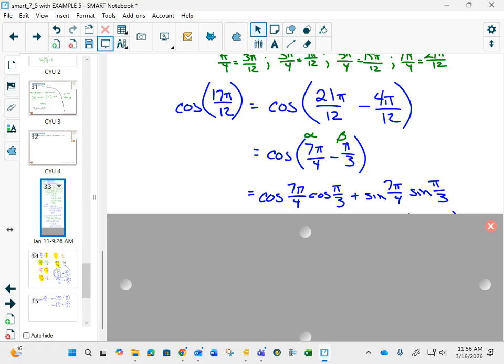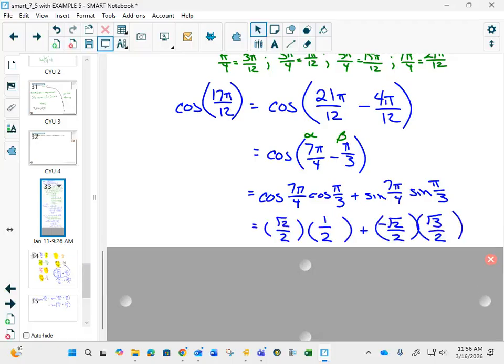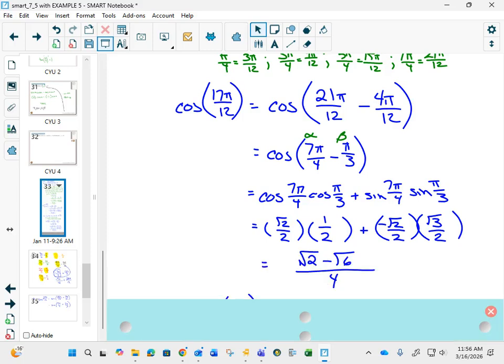And I write out my formula. Cos alpha, cos beta plus sine alpha, sine beta. All of those values are now on your pi plate. Root 2 over 2, 1/2. Negative root 2 over 2, because it's in quadrant 4 here, we gotta be careful with the negative sign. And root 3 over 2. So when we simplify, we get our root 2, we get our root 6, we get our 4, but this time the root 6 is negative.